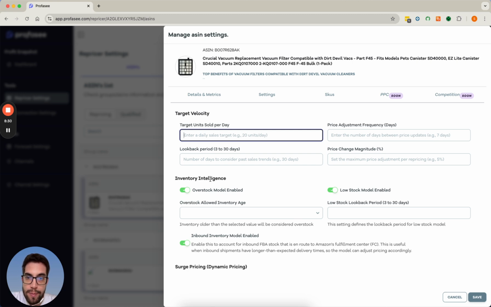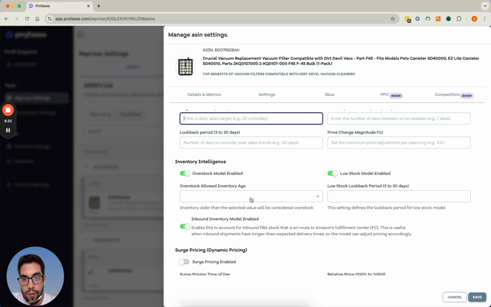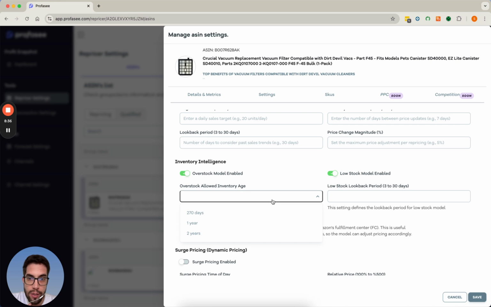Then we have the inventory intelligence models. So we have the overstock model, which is whenever you have inventory that's older than any particular dates here, you know that Amazon will start increasing the fees. So basically the model will try and lower prices to help you move those units quicker.